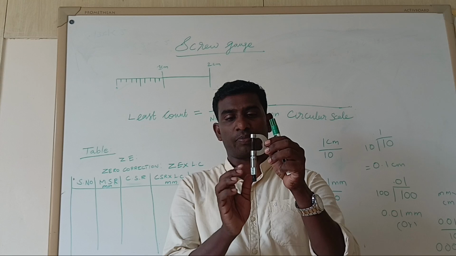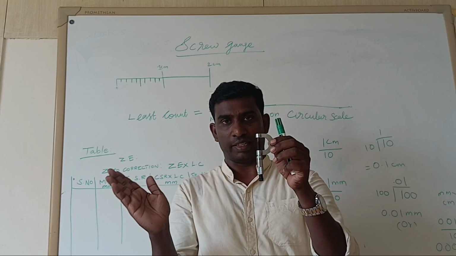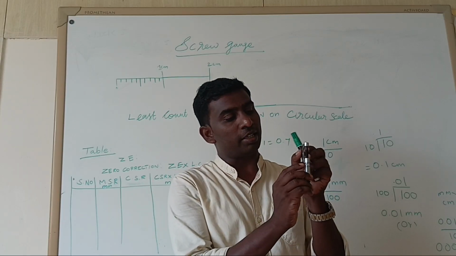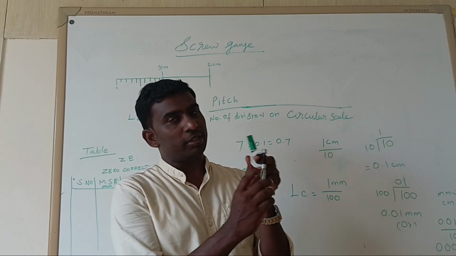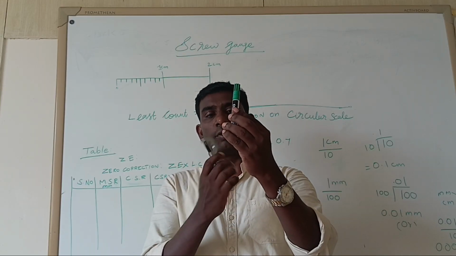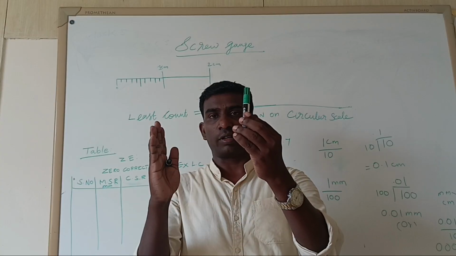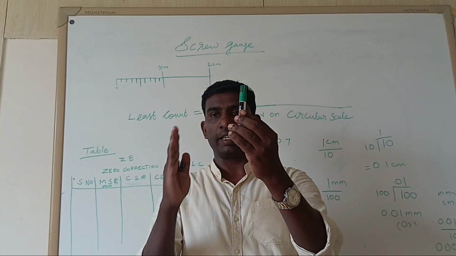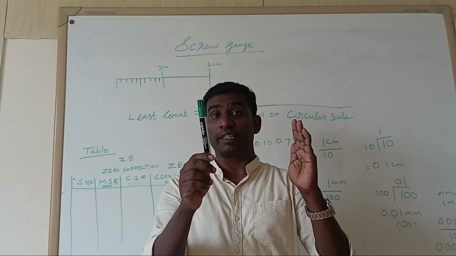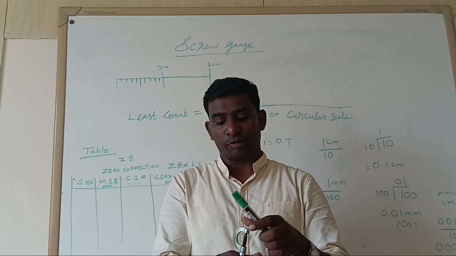If the head scale reading, the 0, crosses to the right side, there is one line here on the pitch scale. If the 0 has crossed here, it means my hand is on the right side. Right side means positive error. If 0 is here, it means head scale reading 0 is here, which means negative error. So you can easily find it.